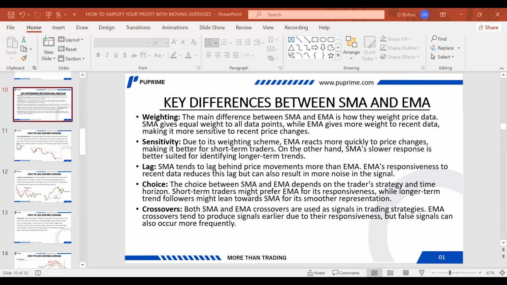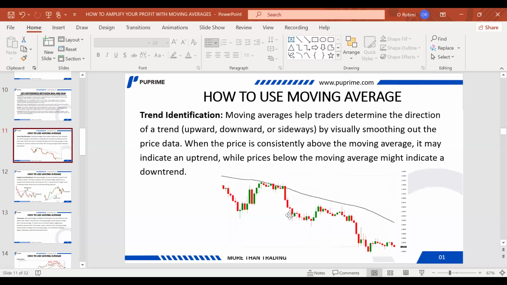So let's move to the next slide. Next, we want to look at how to use the moving average. And that is the essence of this class, how you can use these moving averages to profit from the market. Just give me a second. How do we use the moving average?